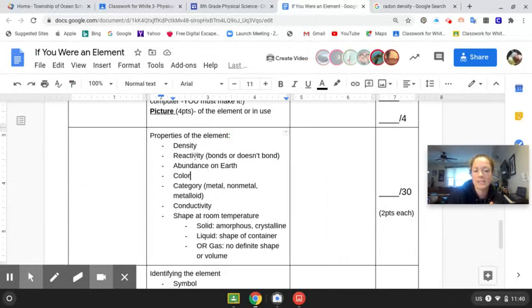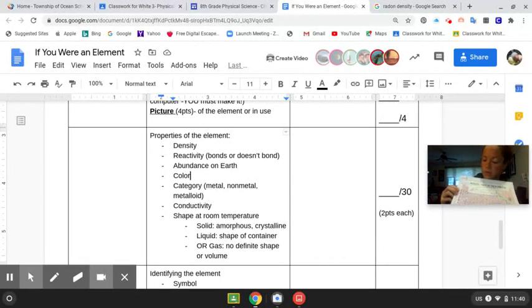Reactivity. We now understand when we're looking at our periodic table how to identify if it's reactive or not. Remember column 18, our noble gases, they're happy. They have 8 valence electrons. They are not reactive. All the other ones are reactive, and they get more reactive as you get closer to the first column. So this is a yes or no question, and you're going to find it on the periodic table.